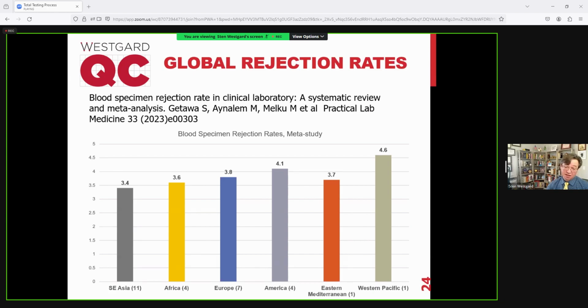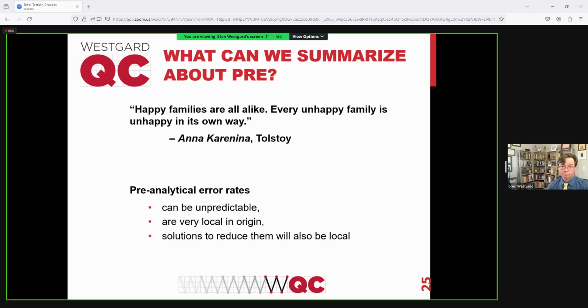But it does also seem like in the 3 to 4 sigma, that's where specimen rejection rates are globally. All of this is showing a high degree of variability, isn't it? So it's hard to say, yeah, errors are only going to happen 2/3 of the time, they're always going to be in the pre-analytical.